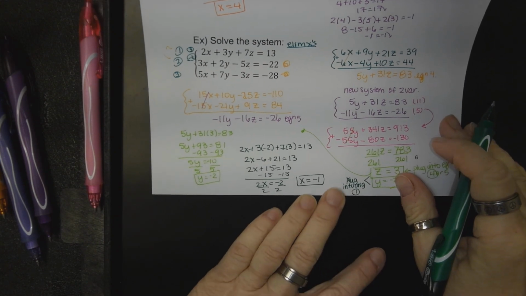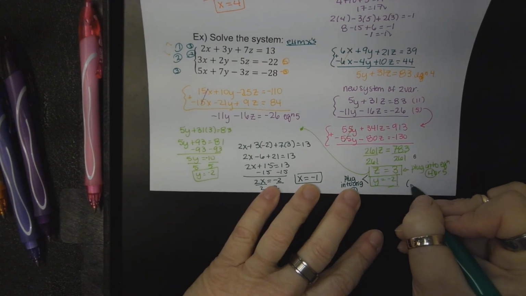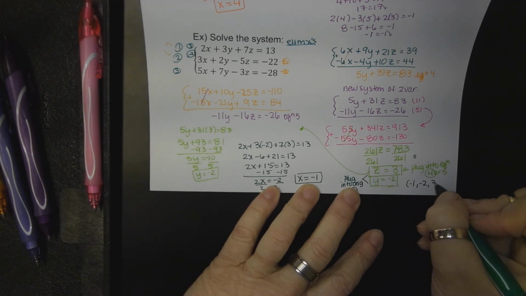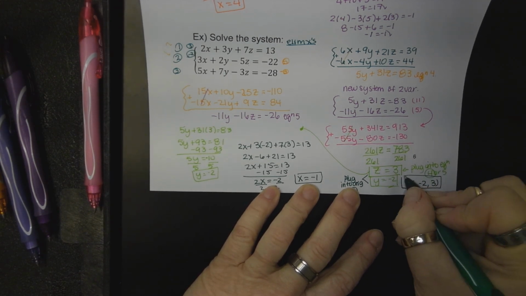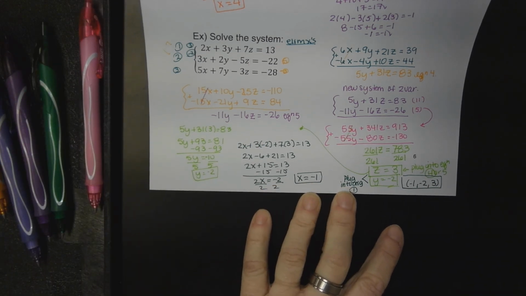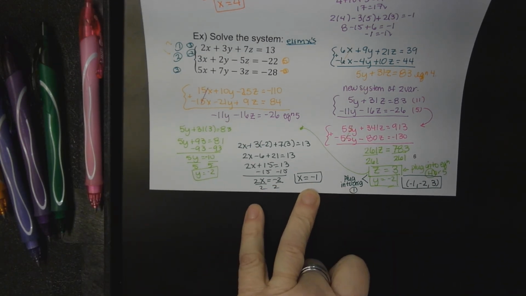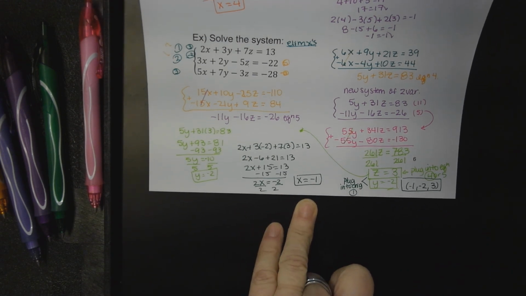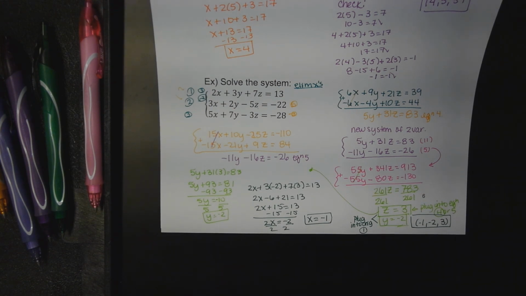So our ordered triple on this is going to be negative 1, then y is next, negative 2, and then 3. And then you would need to check it, but I'm clearly out of room, so I'm going to let you guys check it on another piece of paper. Okay, right on. Sorry the video was so long.